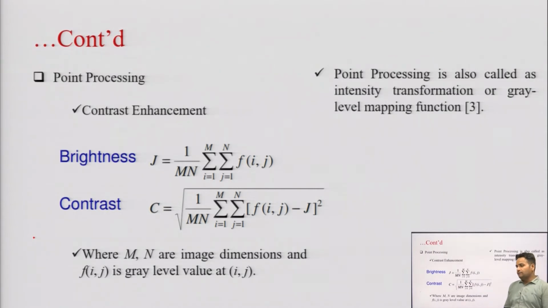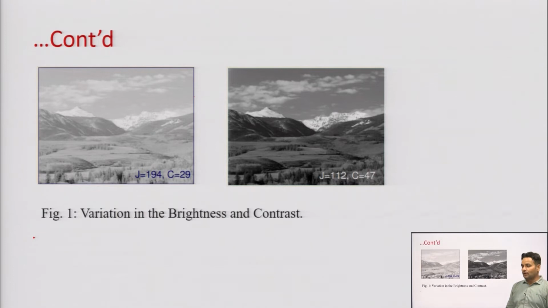Okay. And if we talk about the intensity transformation or gray level mapping function, then we can always focus on the brightness and contrast for this particular enhancement. Okay. So, this is the expression we can use, and after which, if we talk about the different values of this image, then you can see the brightness and contrast. Contrast is represented by C. So, if contrast is 29, then your first image looks like this one, and j is equal to 194.